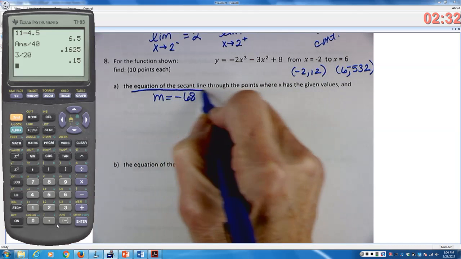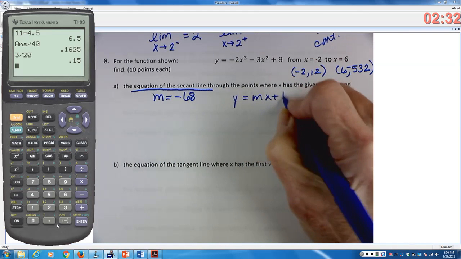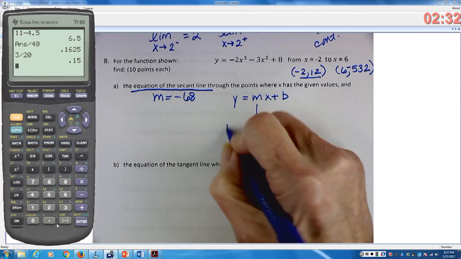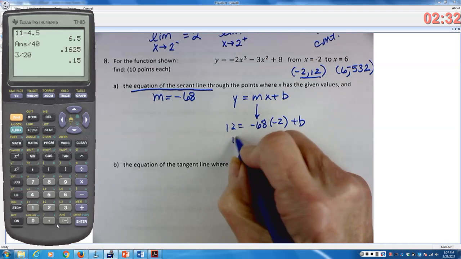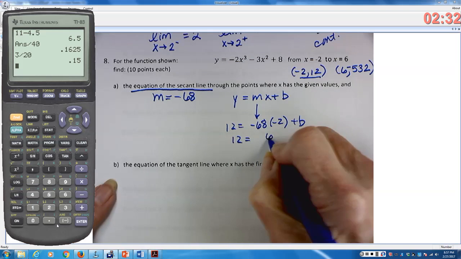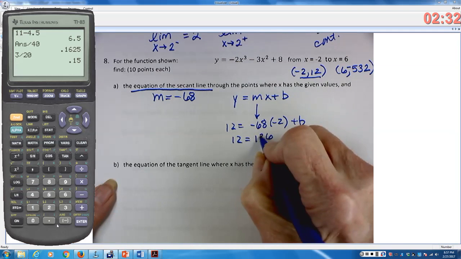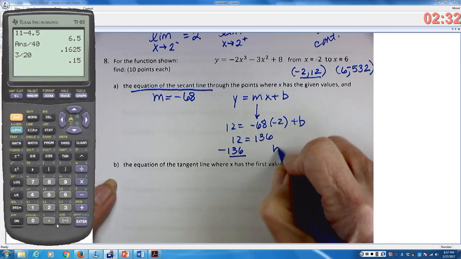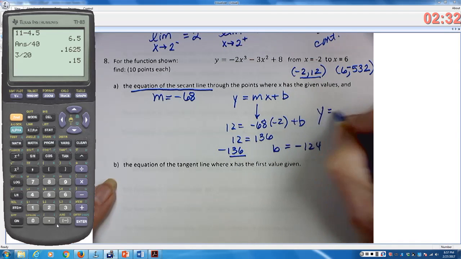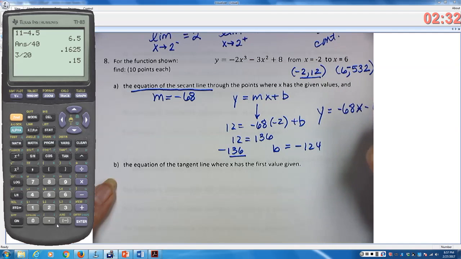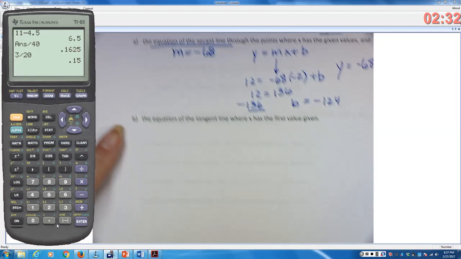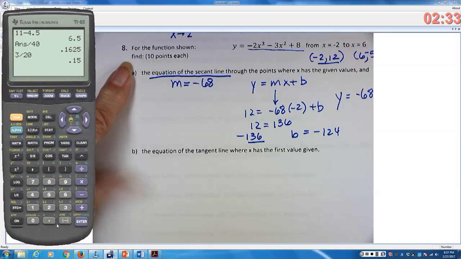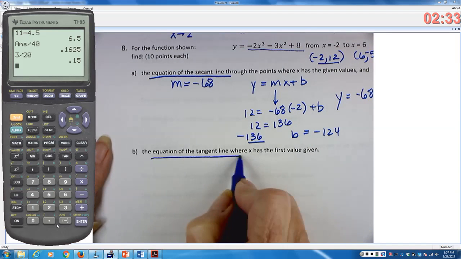And then when you find the equation of the secant line, you're using y equals mx plus b. Your slope is negative 68. The easier point to use is negative 2, 12. So it turns out that b was equal to negative 124. And then because you actually have the function here, granted it was a little ugly, which was why I made it worth so many points, so I could give you partial credit, you need to find the equation of the tangent line. First thing you've got to find is the derivative.